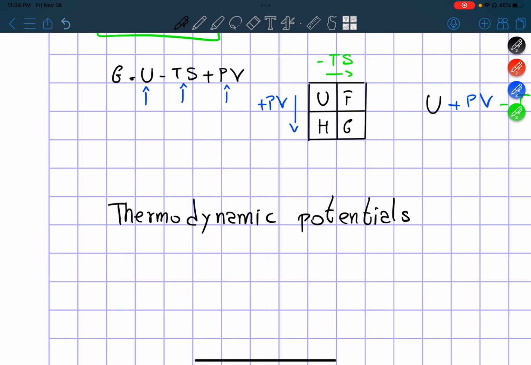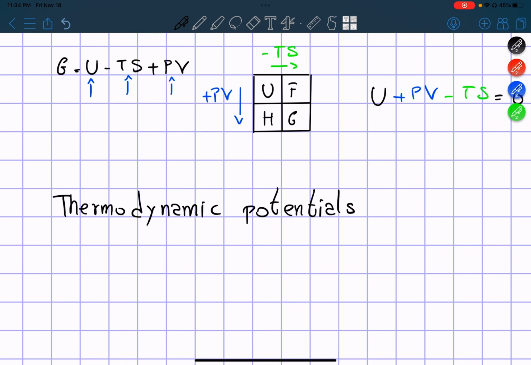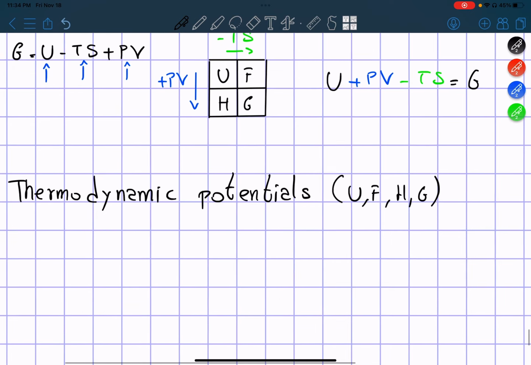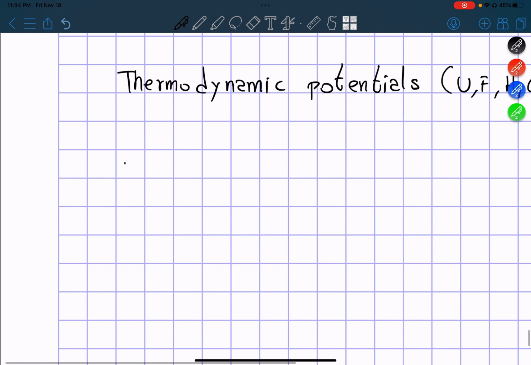Again, these are the 4 things that we put in our table: U, F, H, and G. Now I want to go back to talking about F. So we said F is equal to U minus TS.